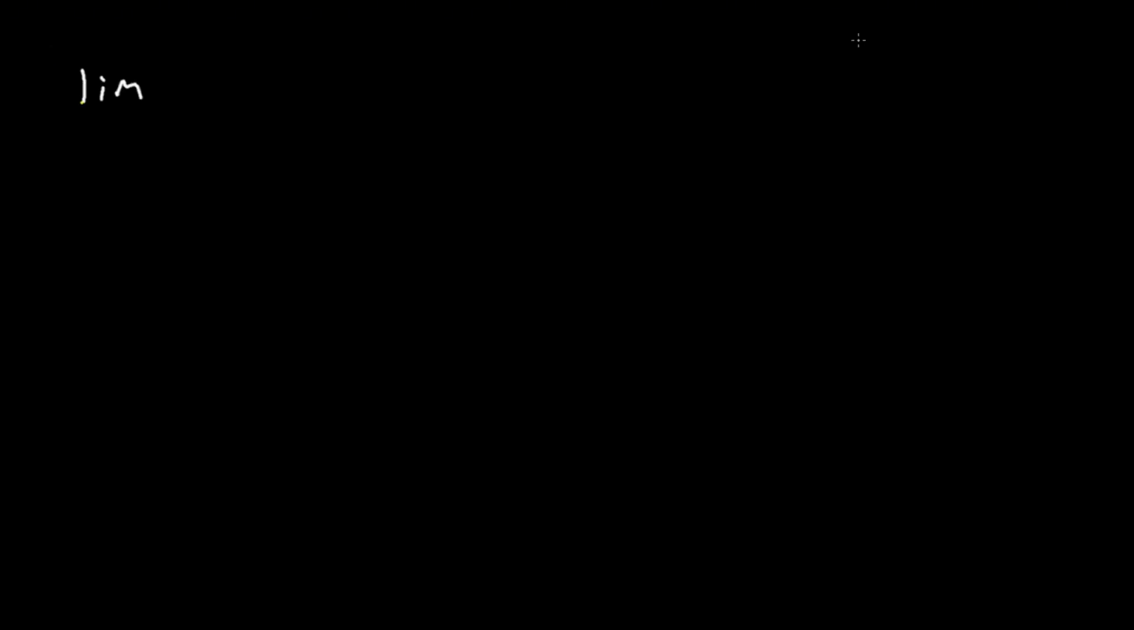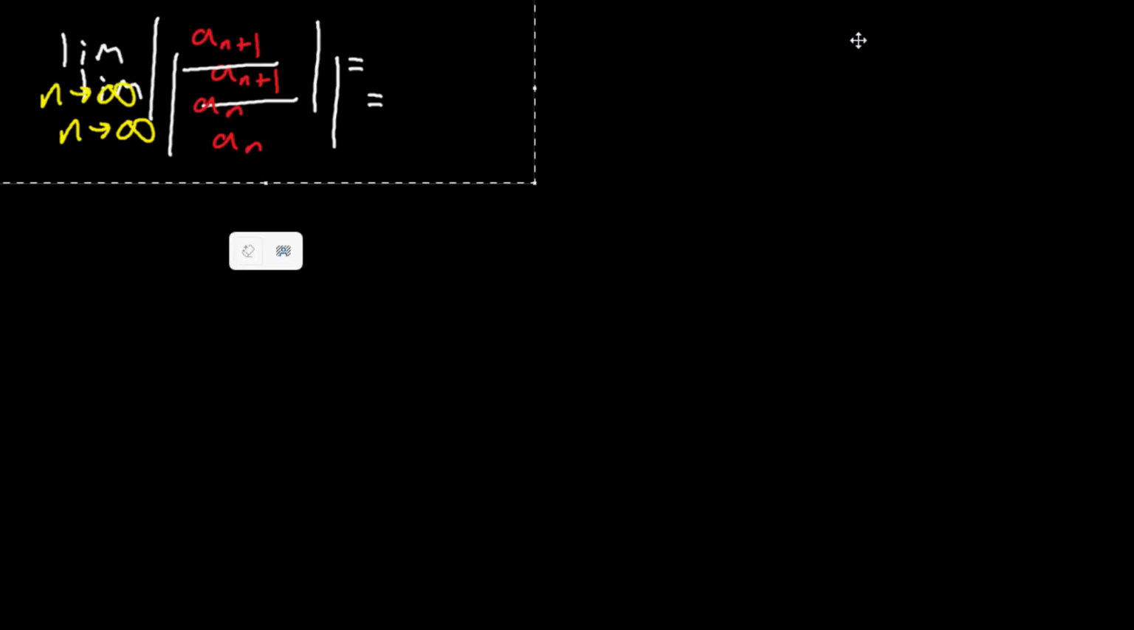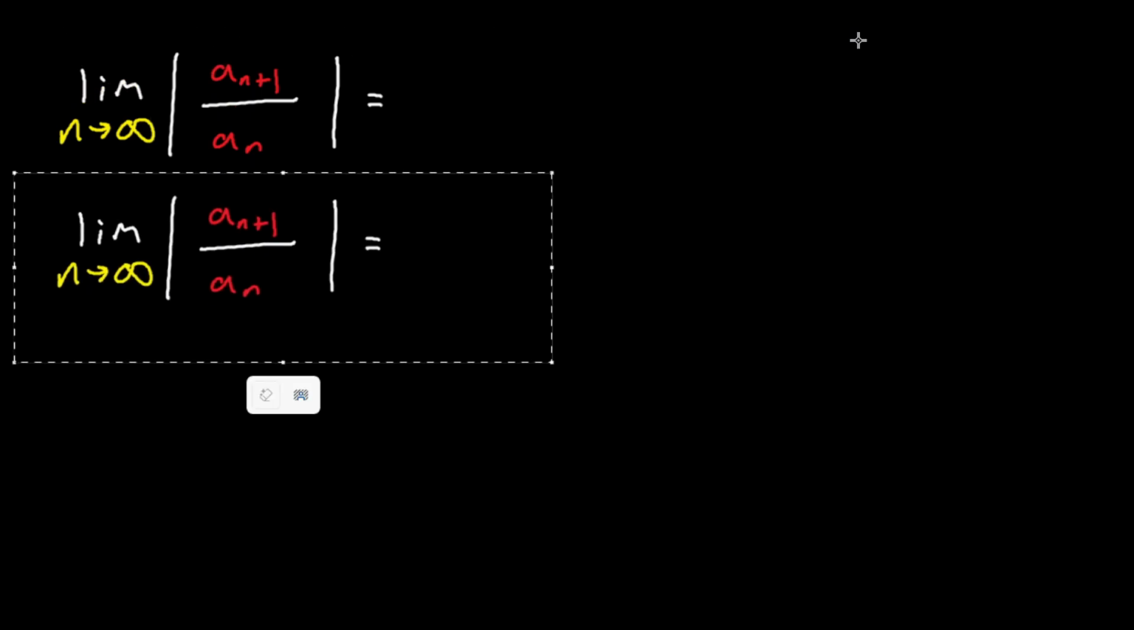The limit as n approaches infinity of a of n plus 1 over a of n. And this can give you multiple different results. Go ahead and copy and paste this to represent the results.